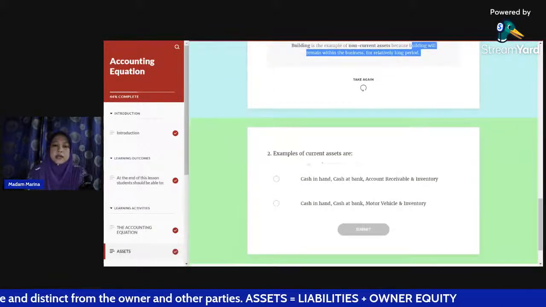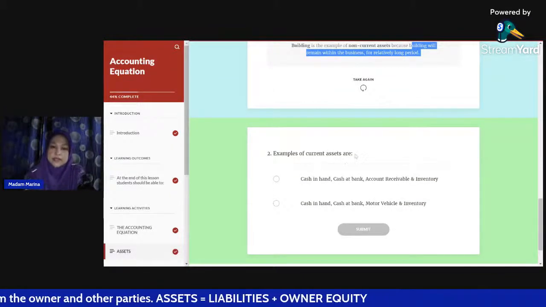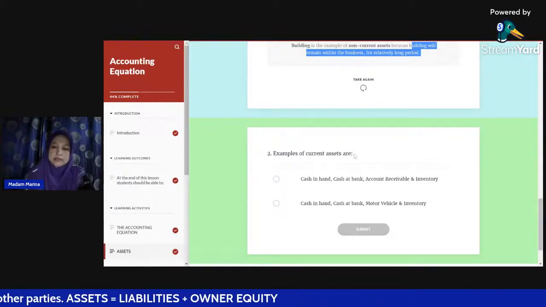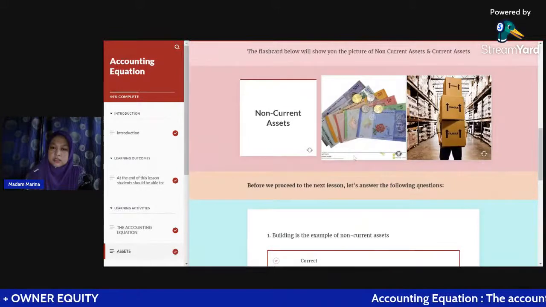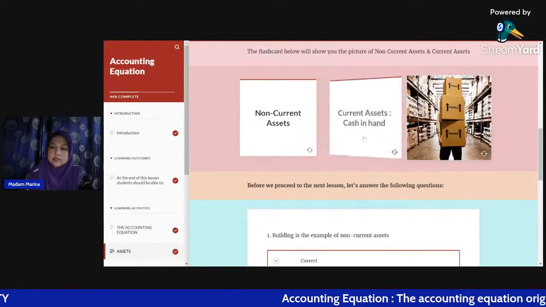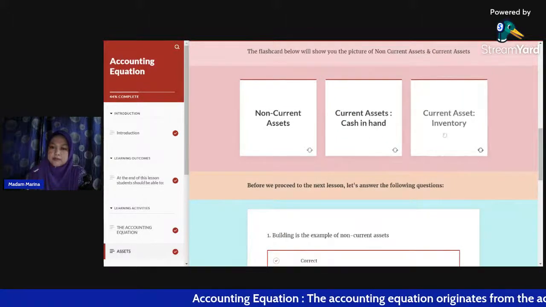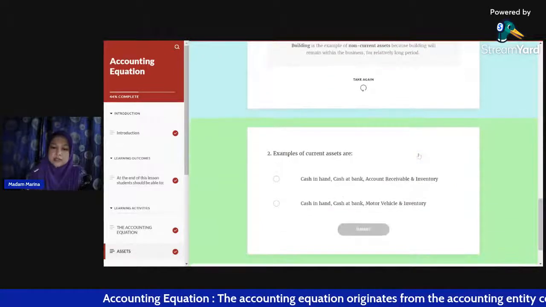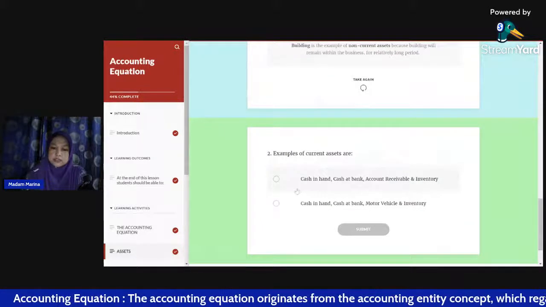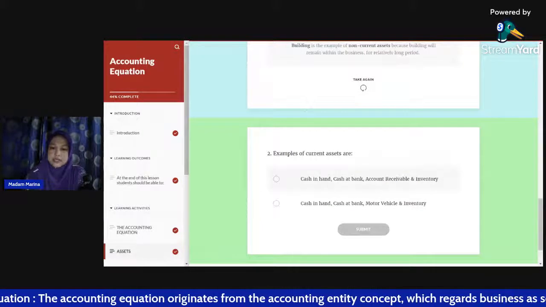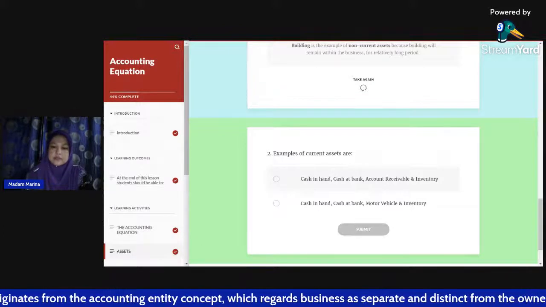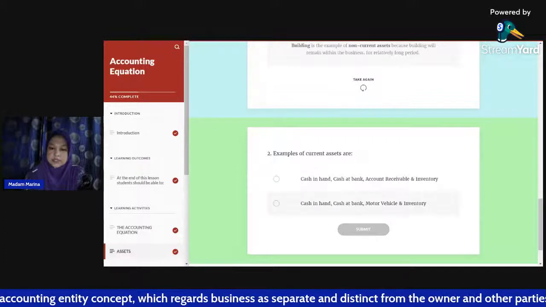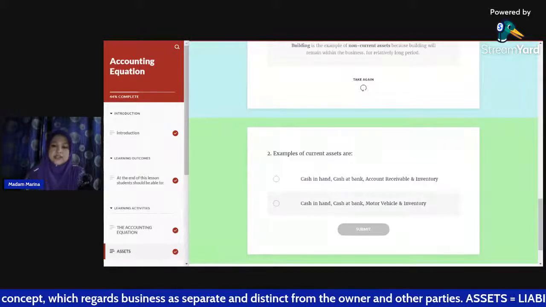Example of current asset, what is the example of current asset? Let's look at the slide before. Okay, this is an example of current asset. Let's look at the options of the answer. Cash in hand, cash at bank, account receivable, and inventory. The second option, cash in hand, cash at bank, motor vehicle and inventory.